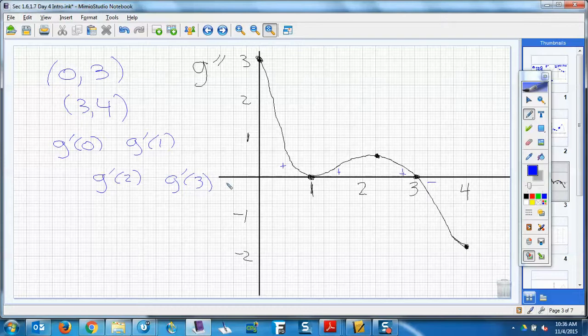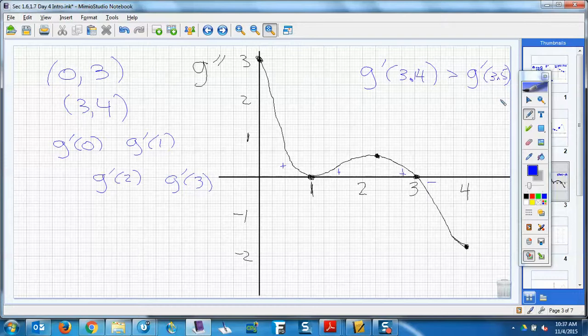Is G prime of pi greater than G prime of 3.5? That's like asking that. Yes. Yeah. I think it's yes, right? Because what's happening, it's a reverse of what we were just saying. What's happening on G prime after 3? So it's decreasing. It's decreasing. G double prime's negative, so G prime's decreasing, so the G prime graph's going down. 3.14 is to the left of 3.5. The graph's going down. Which one's greater? The one before, right? 3.14 would be above the value of 3.5, so it's true.